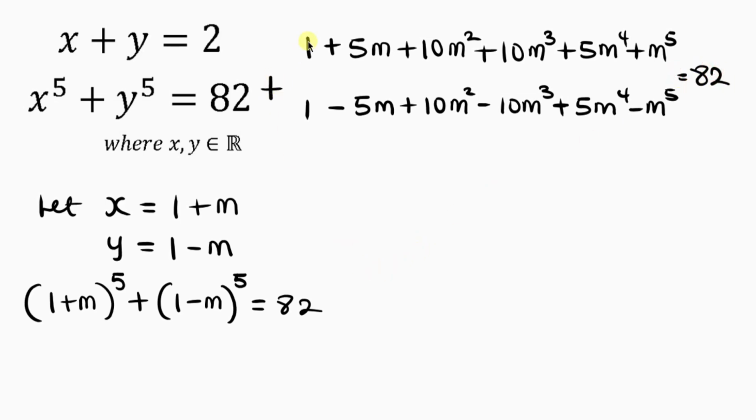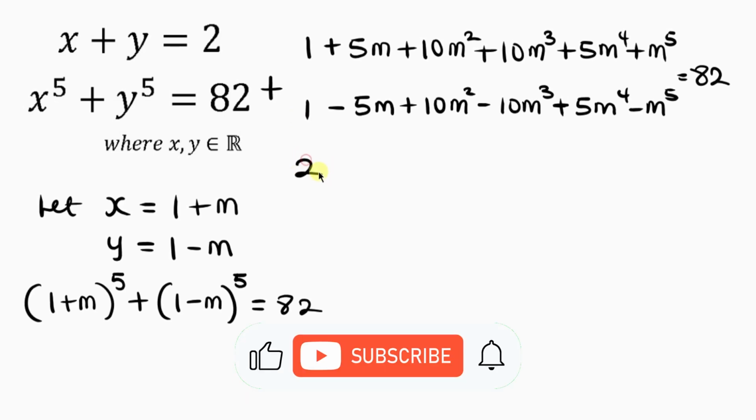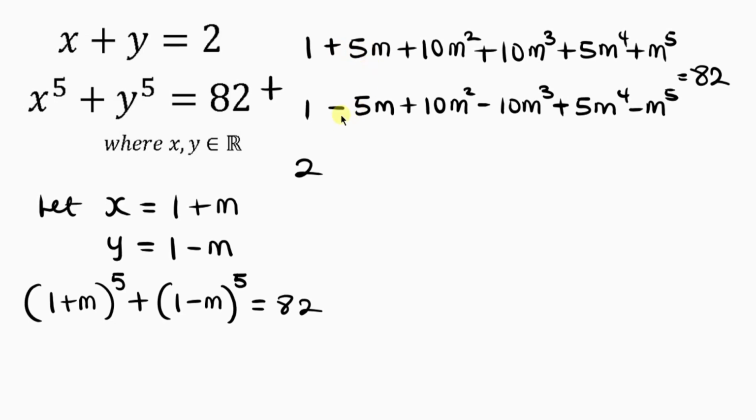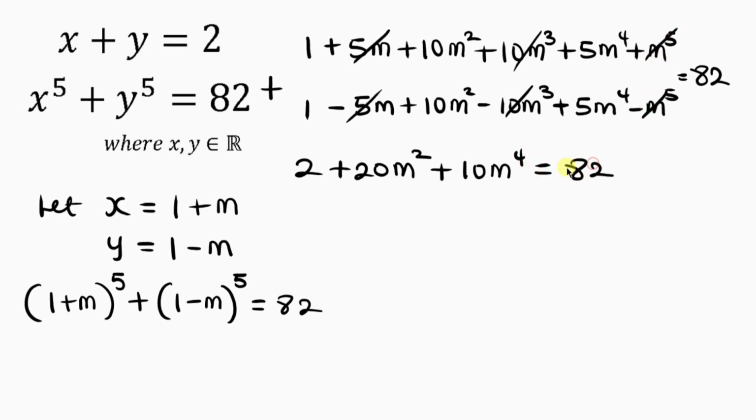So let's add up. 1 plus 1 is going to give us 2. Now this is 5m plus minus. Since this one is having a positive and this one is having a negative, they are going to be giving us 0. So this will go because the result is 0. Now 10m squared plus 10m squared, I'm going to be having 20m squared. This will go. Now 5m to power 4 plus 5m to power 4 is going to give me 10m to power 4. And this will go equal to 82.